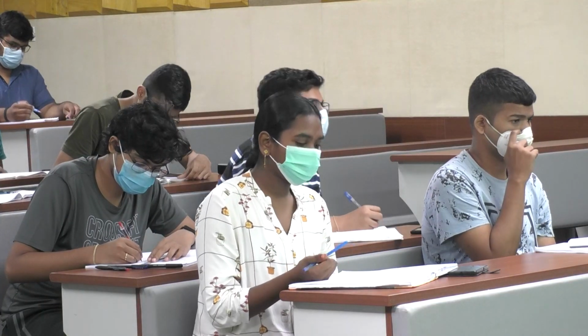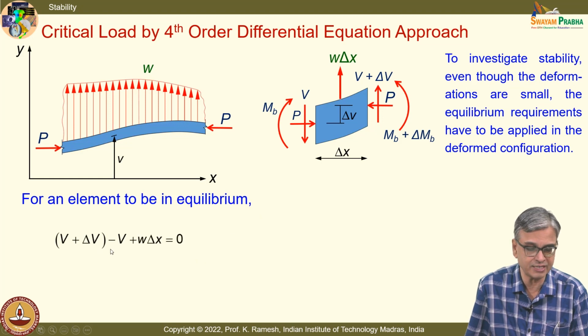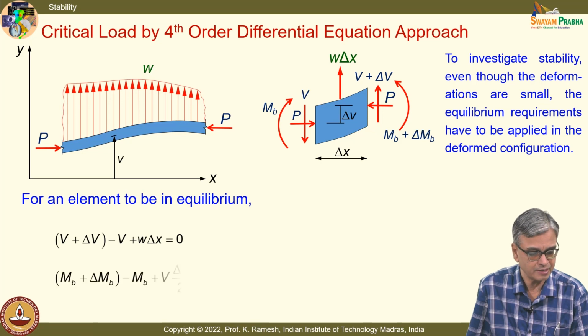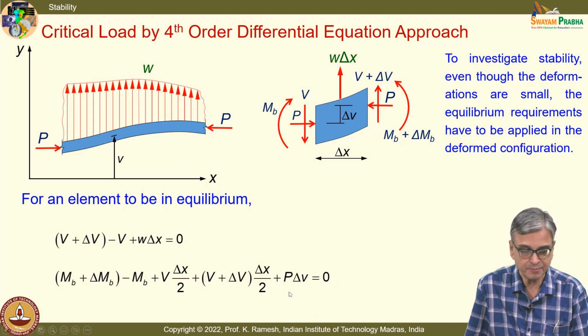Please write down the mathematics. I am going to write the equilibrium equations. I am going to write the force equilibrium. So, that gives me V plus delta V minus V plus W delta x equal to 0. So, force equilibrium in the y direction. And I can also write the moment equilibrium. I have this as M_b plus delta M_b minus M_b plus V delta x by 2 plus V plus delta V multiplied by delta x by 2 plus P delta v equal to 0. So, the additional term you have is P delta v, and understand this v is the displacement v.